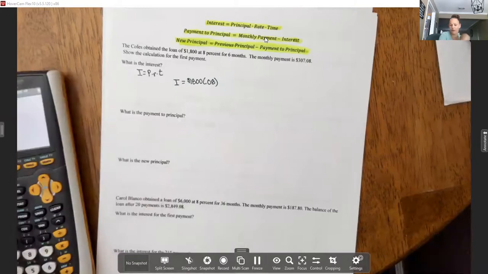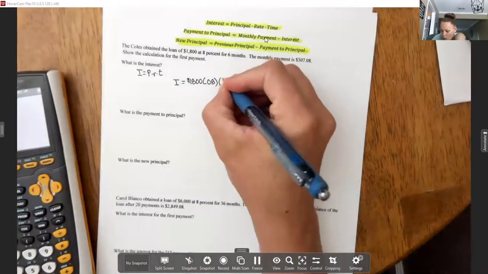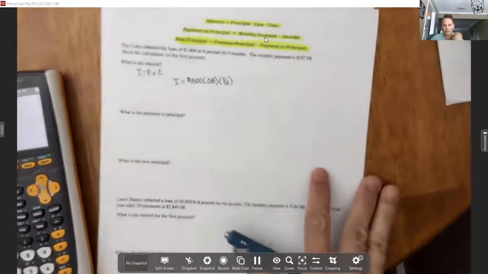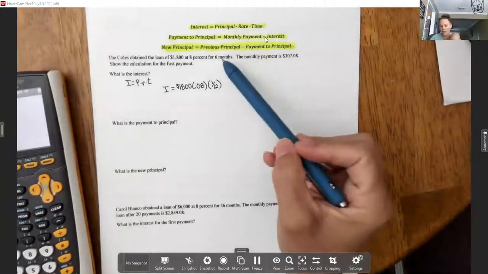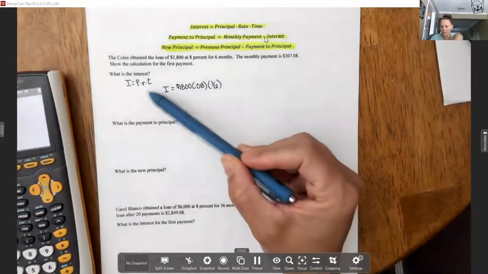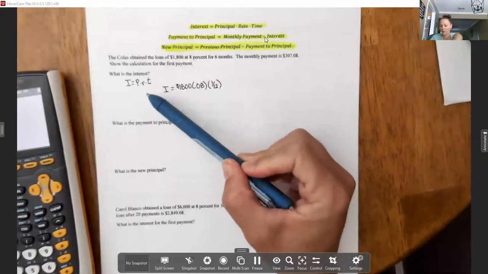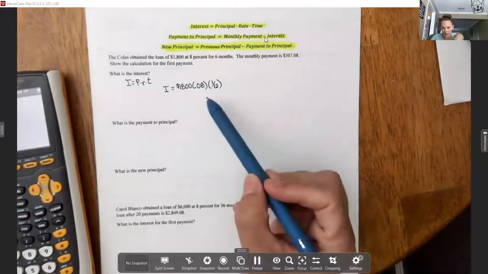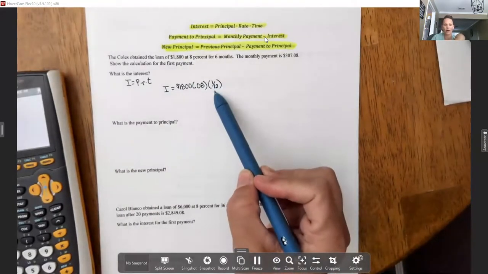Okay, wanted to make sure I was doing this right. And it's still times 1/12. And I was thinking it might be 1/6, but no, time is typically in years. And so since we are making one payment out of a year, that's going to be 1/12 there.